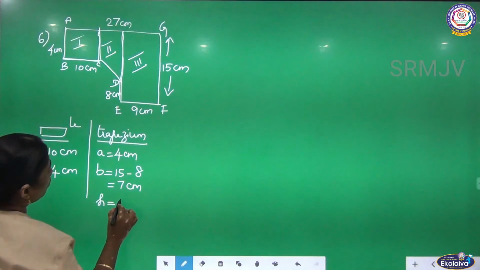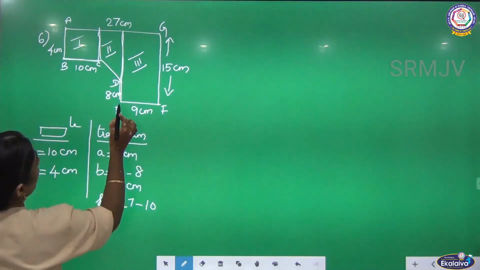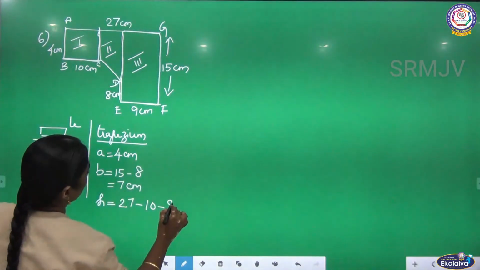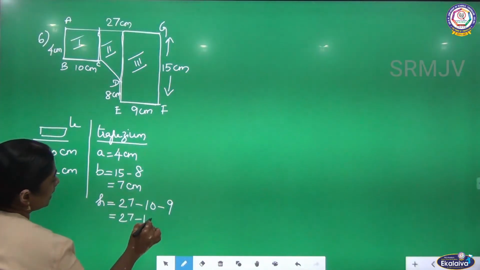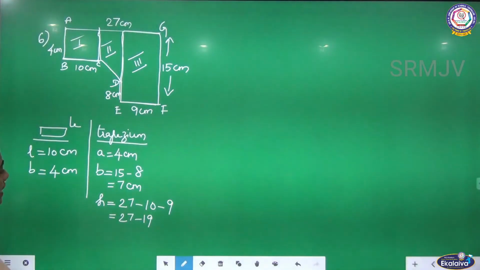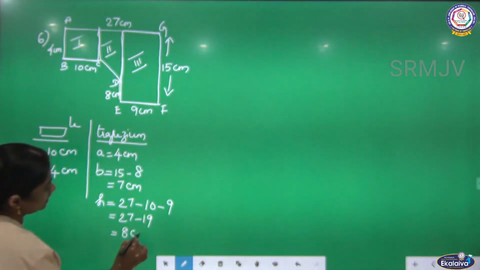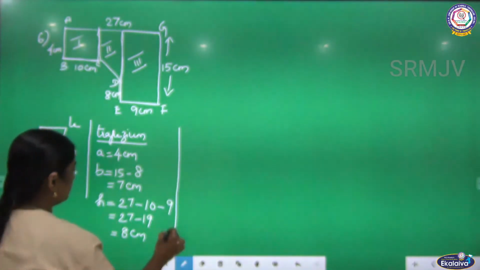Now height also I am going to find out, because see, from this part to this part is 10 centimeter. So 27 minus 10, and from this part to this part is what? 9. So minus 9. So listen, 27 minus 19. What is the answer? 27 minus 19. 8 is your answer. The height is what? 8 centimeter for the trapezium.